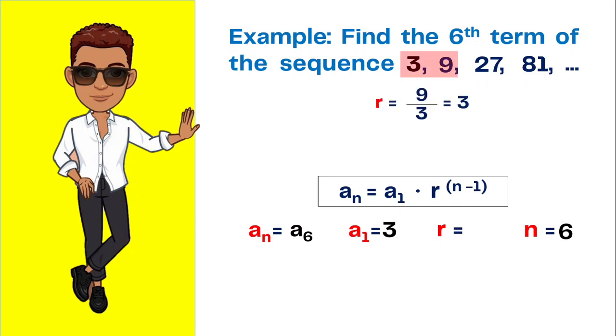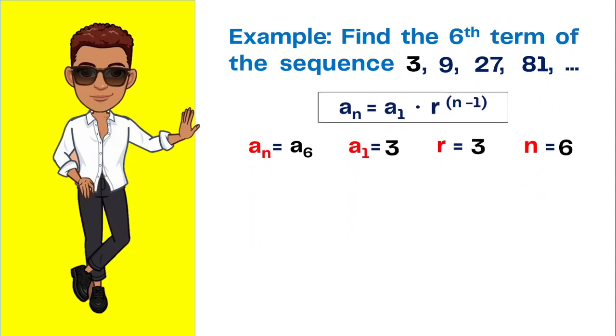So 9 divided by 3 is equal to 3. 27 divided by 9 is equal to 3, and 81 divided by 27 is also equal to 3. So our common ratio is 3. Now let's substitute the terms to our given formula.